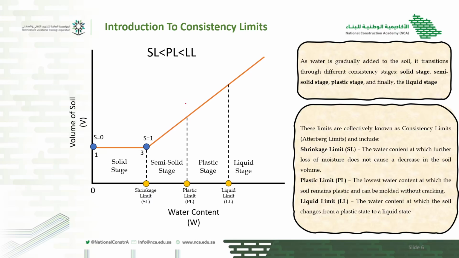We already discussed this graph in great detail in the previous video. So one thing is remaining about these equations. What does it mean? It means that the shrinkage limit is small. You can see here it is small as compared to the plastic limit. Here you can see the plastic limit is bigger and the liquid limit is bigger still.